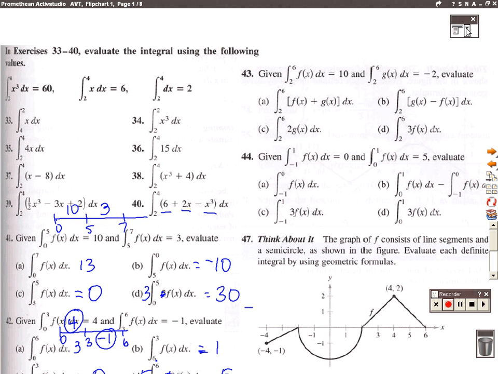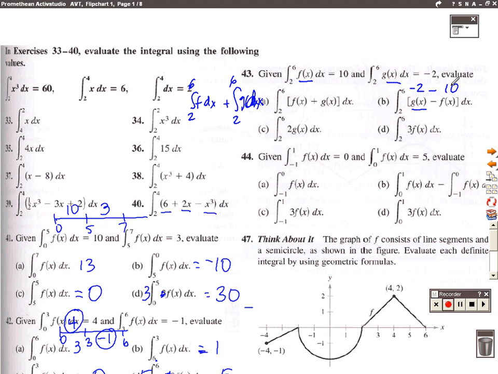In 43, we have two different functions. We have an f function and we have a g function, and we know everything from 2 to 6. Letter A, we're simply going to pull it apart and have 2 to 6 of f dx, and I'm leaving out the f of x because of space, and 2 to 6 of g dx. In other words, we're going to have the 10 plus a negative 2, which would give me 8. In letter B, I'm just going to take 2 to 6 of g, which we know from above to be negative 2, minus 2 to 6 of 10, so that would be negative 12.